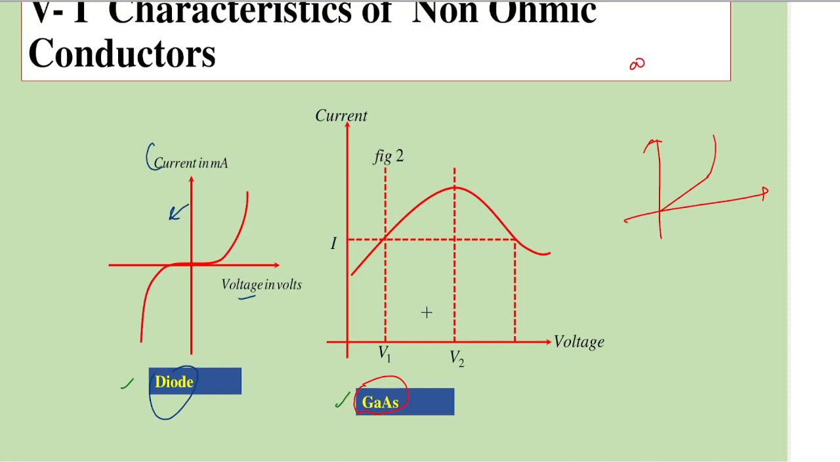And just learn by heart that for gallium arsenide, the graph looks like this. There is no need to understand why it behaves in this pattern. Just learn from the exam point of view that the behavior for a device like this would be something of this kind. So these are examples of non-ohmic devices.